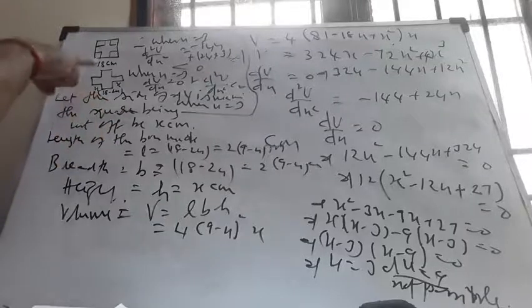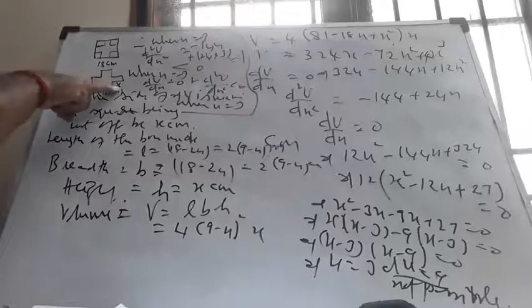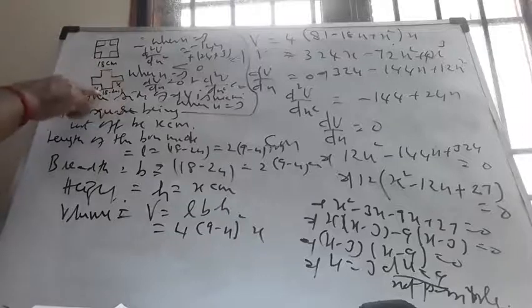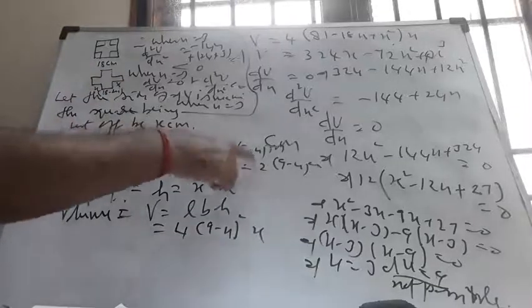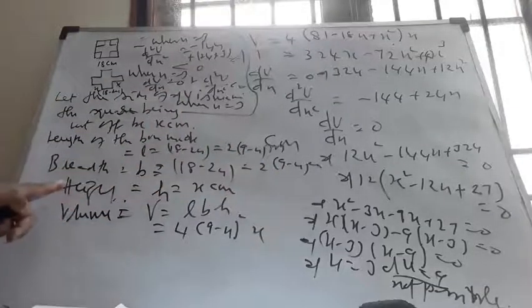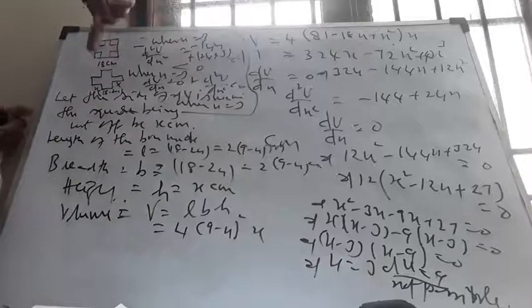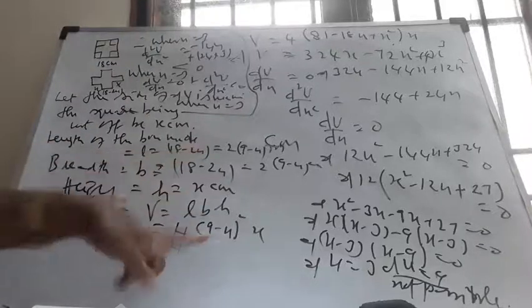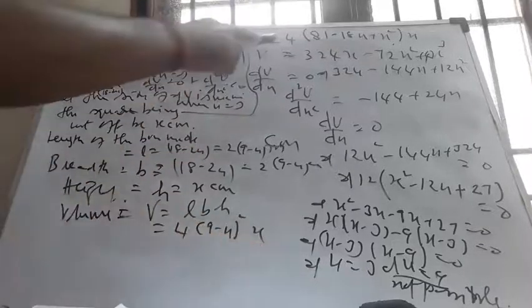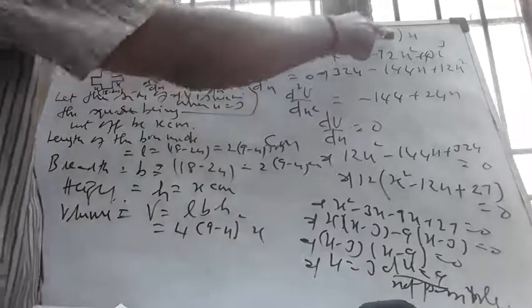I have chosen the side of the square to be cut off being x centimeters. Then the length of the box made is 18 minus 2x, which is 2 into 9 minus x. Breadth is also 2 into 9 minus x. Then this portion is being folded up, therefore height becomes x. So volume becomes 4 into 9 minus x whole square into x, which is 4 into 81 minus 18x plus x square into x.